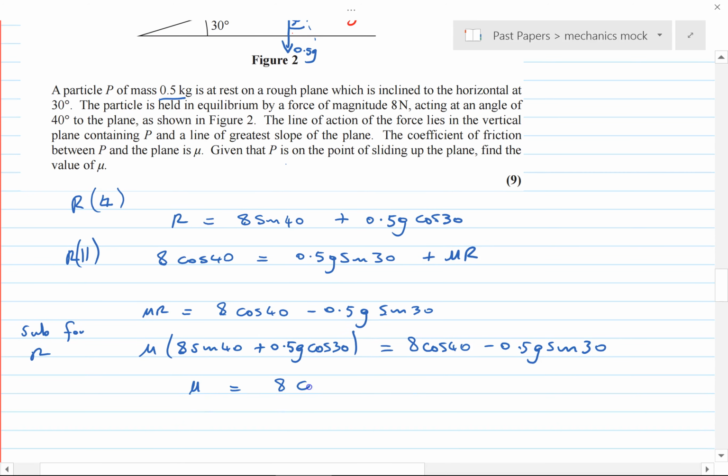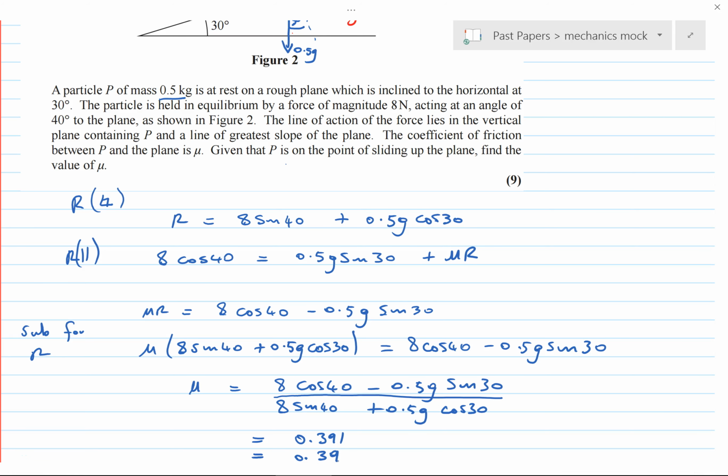Mu is equal to 8 cos 40 minus 0.5 g sine 30, all over 8 sine 40 plus 0.5 g cos 30. Okay, and that should give us the answer, which is to three significant figures 0.391, or you can give 2 if you want, 0.39. Okay, so that is the answer for question 5.